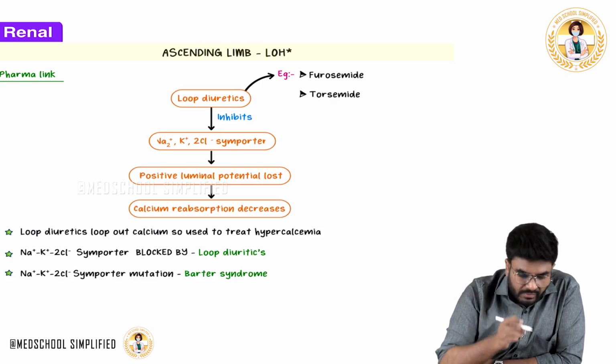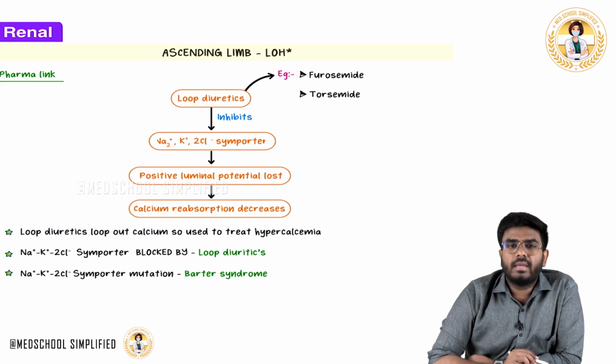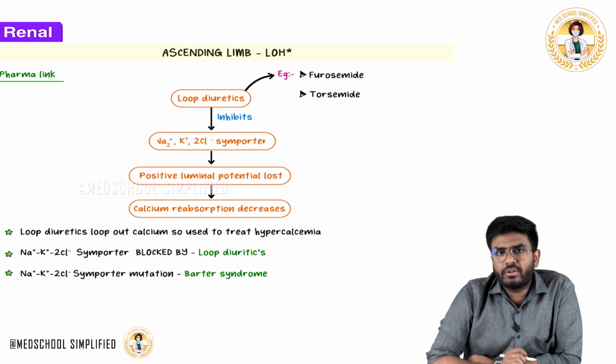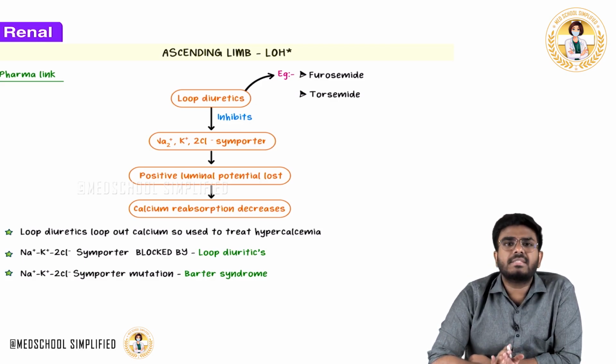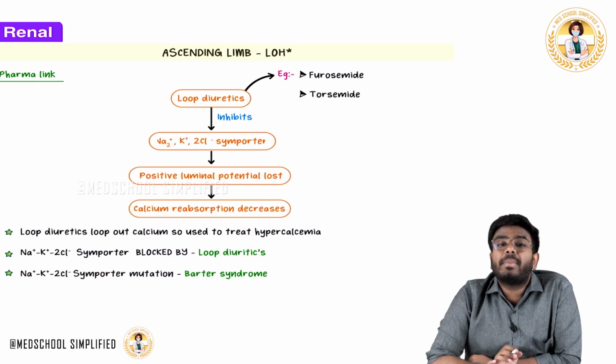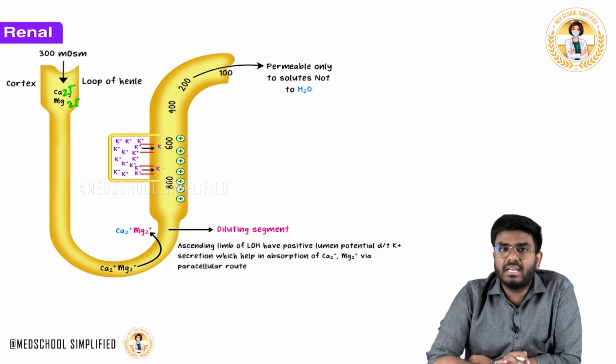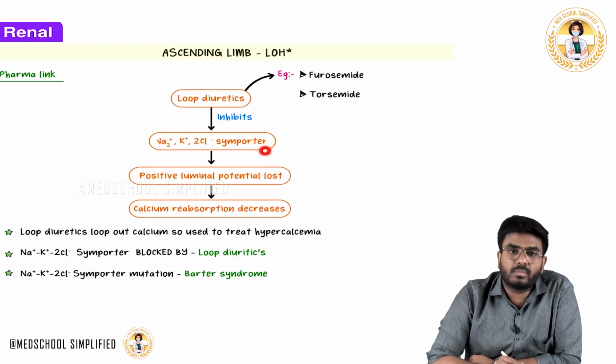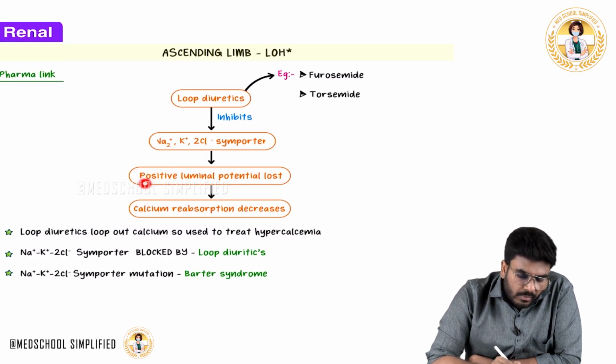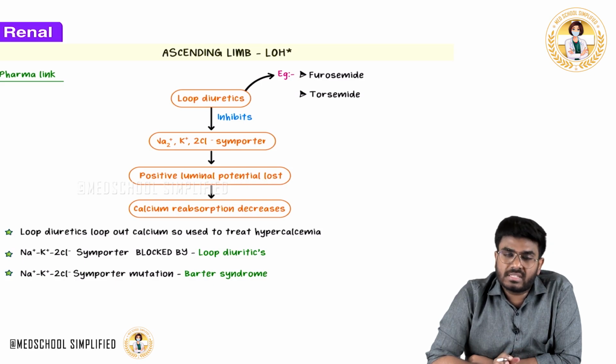Not only that, whenever you block the sodium potassium 2 chloride importer, sodium is not going into the cell, potassium is not going into the cell, chloride ions are also not going into the cell. The important point is that potassium is not going into the cell, so intracellular potassium levels do not increase, and potassium is not going to be secreted back. What we have discussed previously: usually potassium ion accumulation will be more inside the cells, so that potassium secretion will happen into the ascending limb of loop of Henle. So whenever you block the importer, potassium does not leak out of the cell. So the positive luminal potential is going to be neutralized. The ascending limb of loop of Henle is going to lose its positive luminal potential.